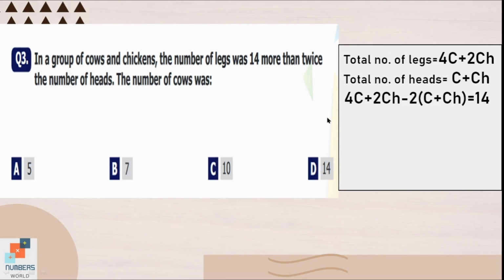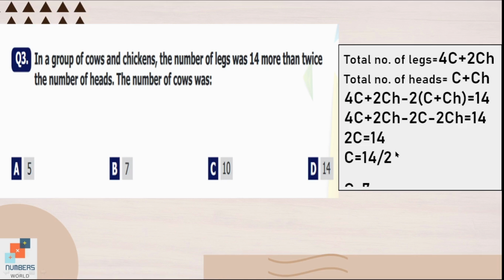Now we are going to solve it for C because we are interested in knowing the total number of cows. So when we multiply 2 with the variables written in the bracket, it will be like this. 2CH will be cancelled with minus 2CH. 4C minus 2C is equal to 2C is equal to 14. So now we will move 2 to the other side. The answer will be 7. So there are 7 cows in total.